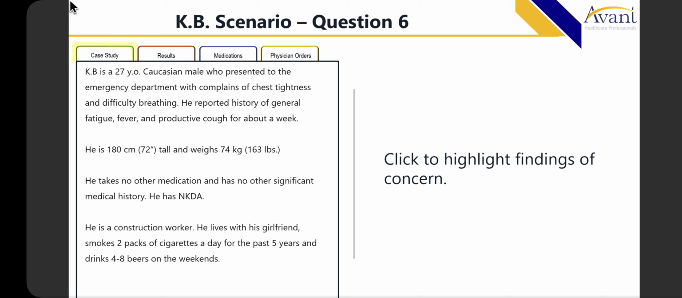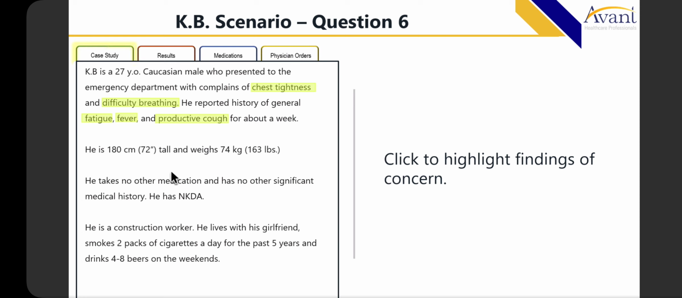Now, let's go through this together, and you tell me what we need to highlight and what we don't. So he's a 27-year-old Caucasian male. He came to the emergency department. Now, he complains of, yes, chest tightness, absolutely, with difficulty breathing. So that would seem like something I would take note of. Next, difficulty breathing, is that something I should highlight? Sure. He reports general fatigue, fever, and a productive cough. Makes sense, right?